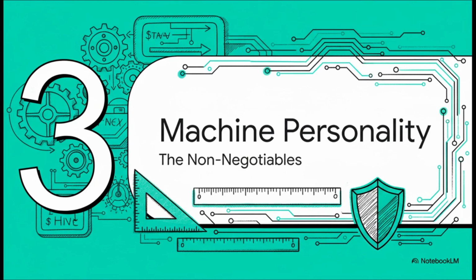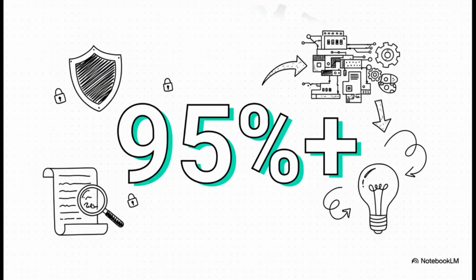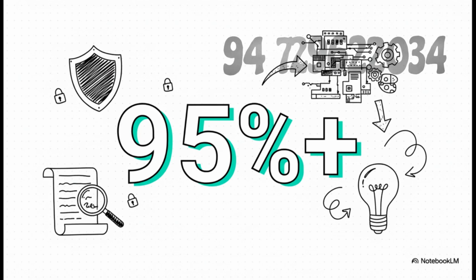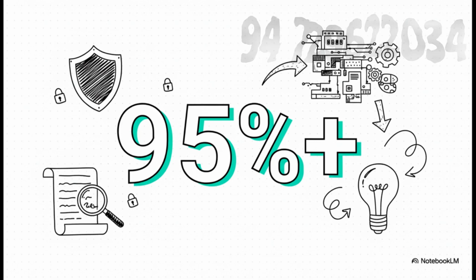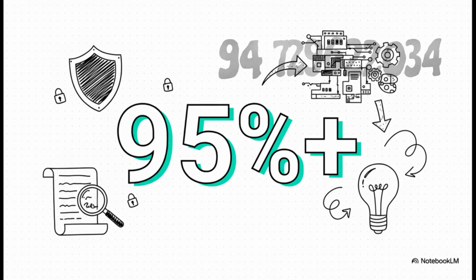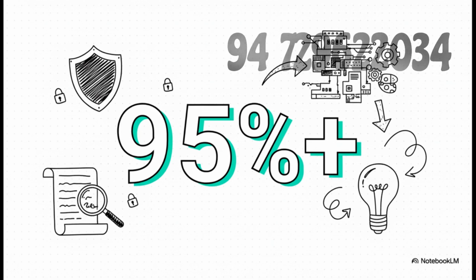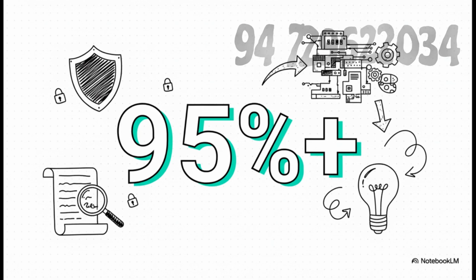Okay, so we know what it does, but how it does it is just as crucial. A machine without rules is just, well, chaos. This part of the blueprint is all about defining its personality and its absolute non-negotiables. 95%. This number is a huge deal. The system is held to an incredibly high standard for originality. Any content it spits out has to pass a 95% Copyscape score. So this isn't about just spinning old articles, it's about creating something genuinely new and making sure there's zero plagiarism.